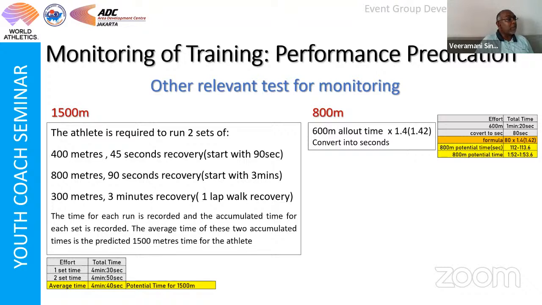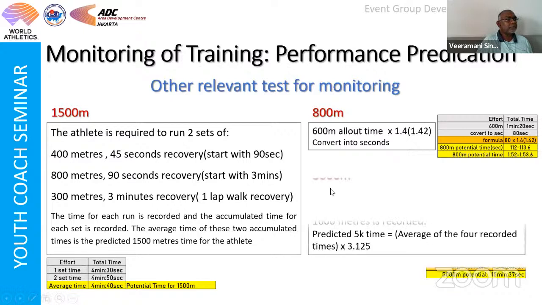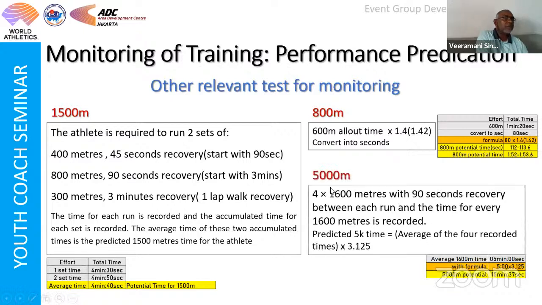When you combine the two timings and average it out, you should get a rough estimate. For example, if the first run was about 430 and the second run was about 450, the average should be about 440. That would be the example. Of course, the last one is the 5,000. Again, 4 times 1,006, 4 laps with a 90-second break. Again, you take the time, average the 4 times, then you multiply by 3.125, which gives about 15 minutes.